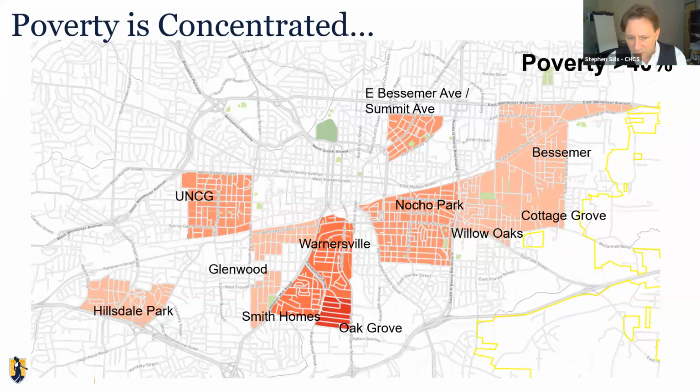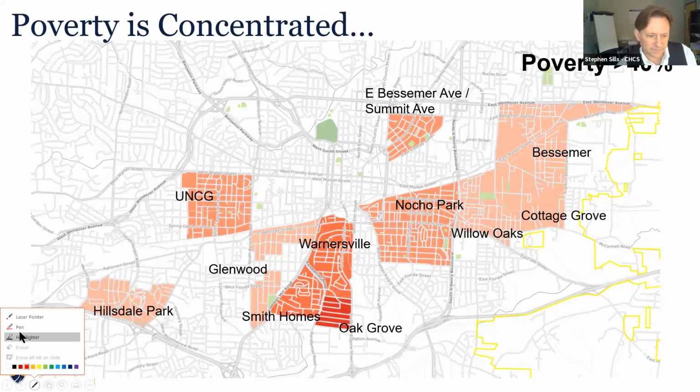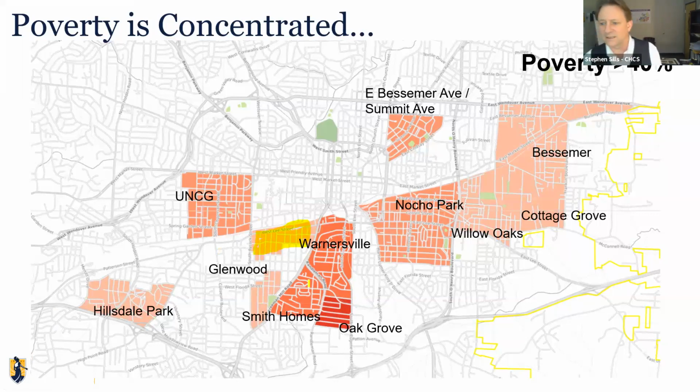I'll note that the north portion, highlighted here, is kind of an anomaly. This is now student housing. This is Spartan Village. Essentially, studentification has occurred here, where we've torn out about 1,000 affordable units and replaced them with student housing.